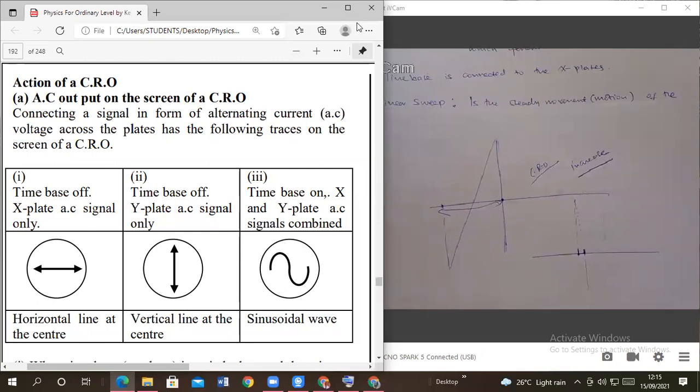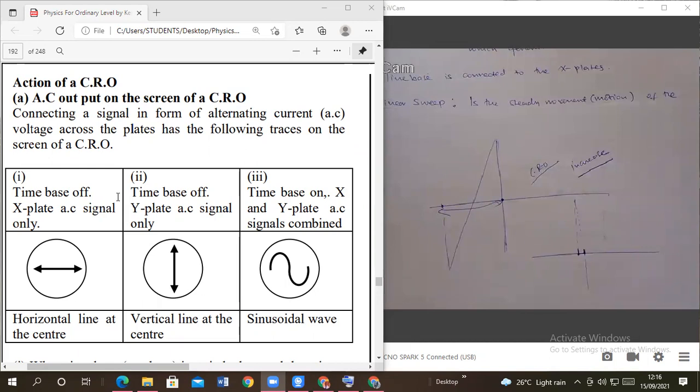Let me ask you that question. What do we connect on the X plates? If you have been attending this lesson for the last 30 seconds, what do you connect on the X plates? Yes, Esther? Time base. Correct. We connect the time base on the X plates.